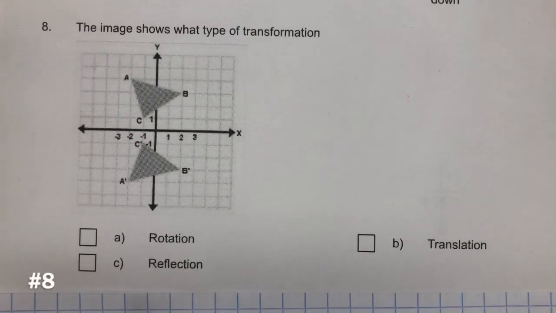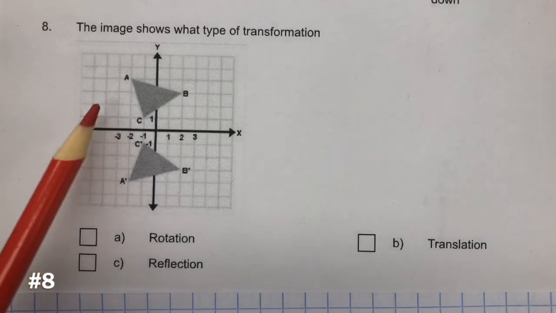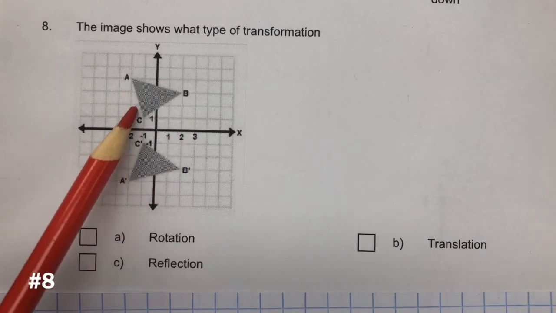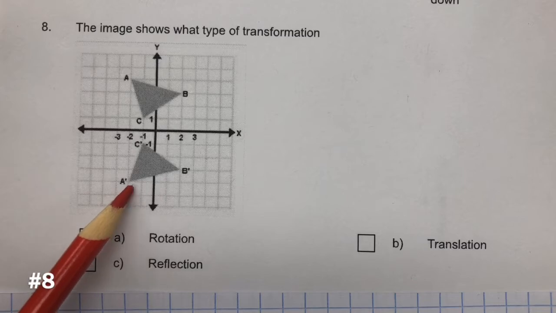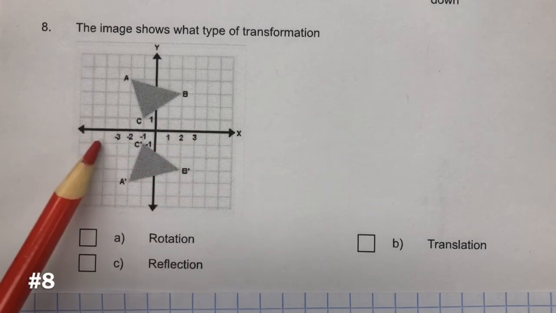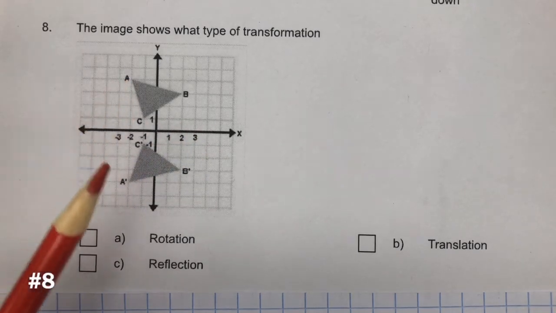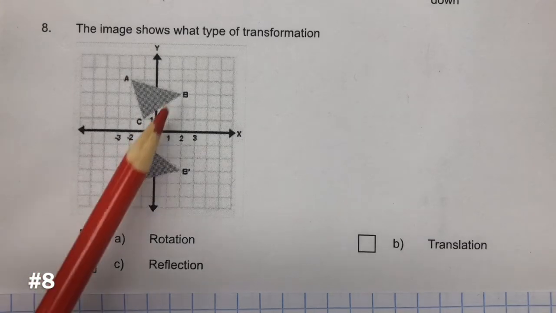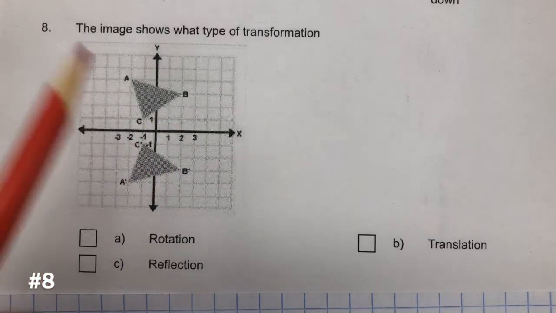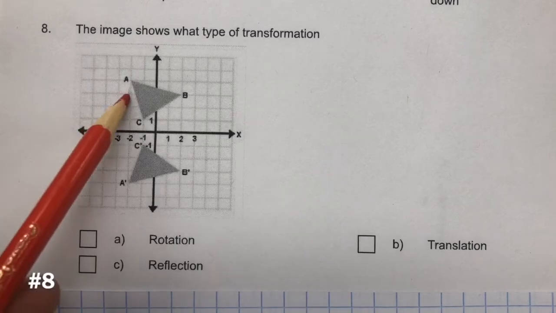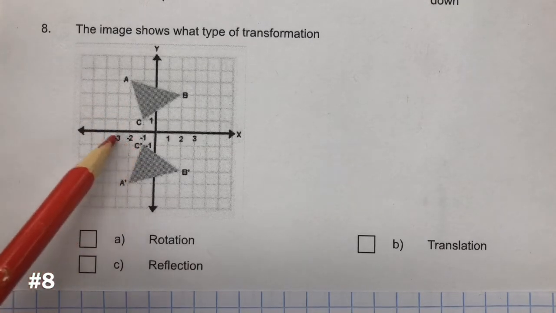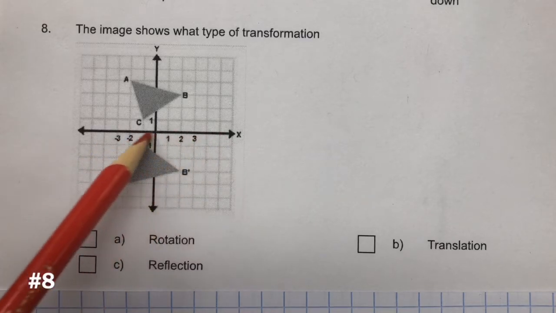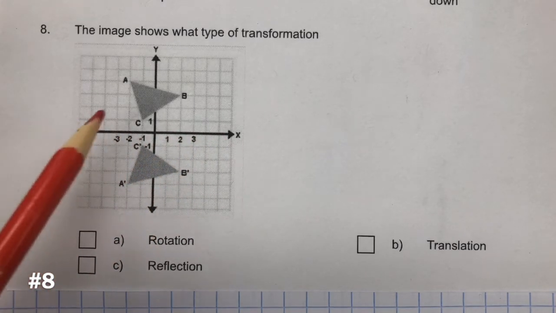For 8, the image shows what type of transformation? Well, just looking at it, it looks like if I fold this over the x-axis, that A to A prime would match B to B prime. So if it does fold over, that's a reflection. And a reflection would be equidistant from whichever axis it's reflecting over.